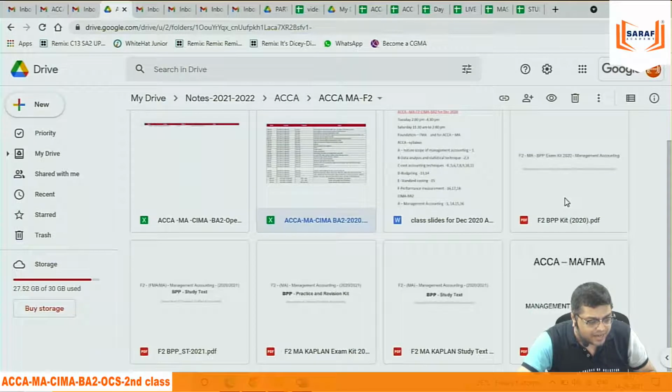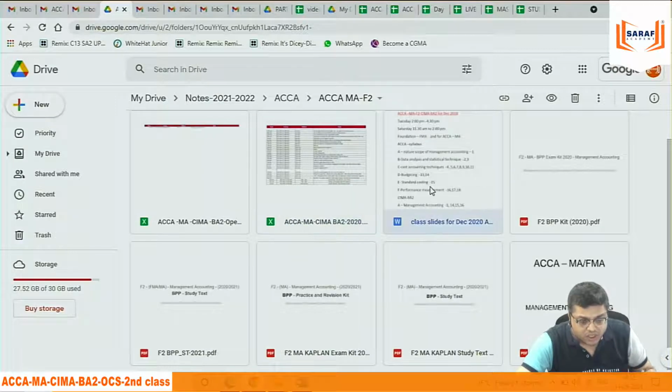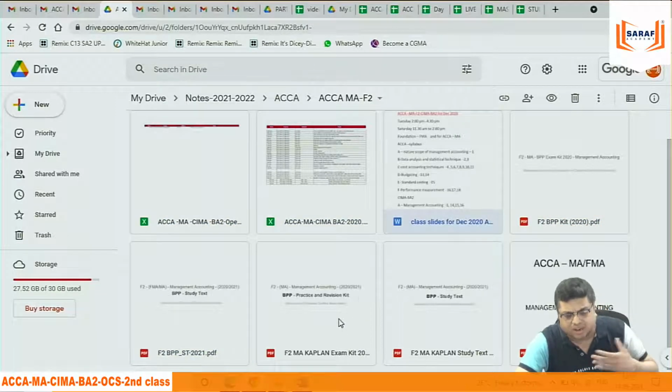Then the BPP kit, the BPP exam kit and all that, I am suggesting not to refer to. The F2 exam kit, I am saying refer to Kaplan. Kaplan study text should be referred to. Short notes, refer to this, this, this. If you are referring to old videos of the last batch, you can refer to these two. If not, refer to this only. There are extra materials given, like the last batch video list and all that, generally not required.